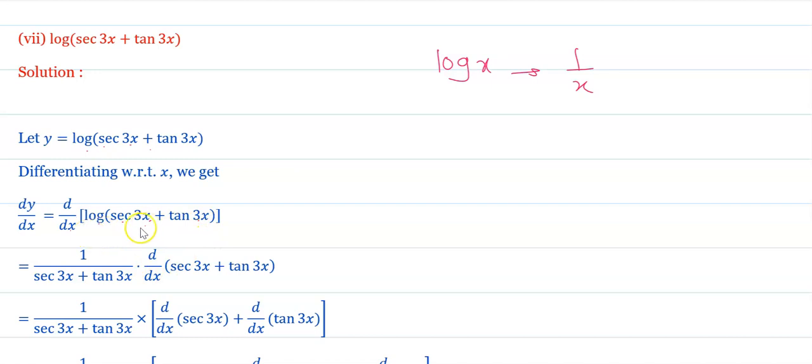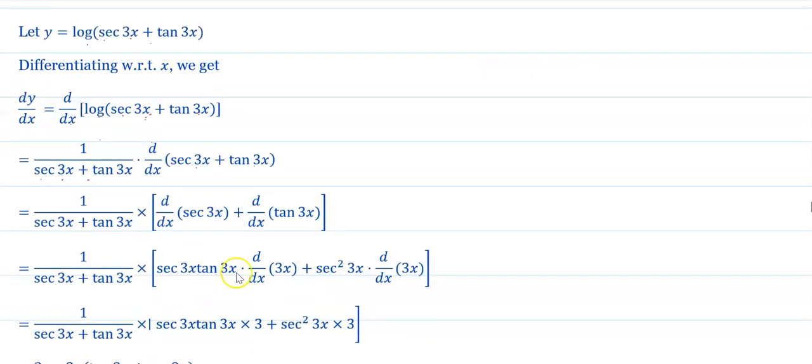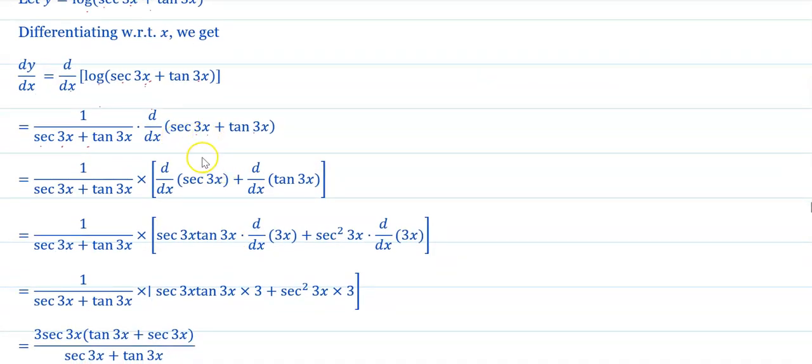Okay. Now, first, the ddx of log of sec of 3x plus tan of 3x is 1 upon sec of 3x plus tan of 3x. But it is a composite with sec of 3x plus tan of 3x, and hence we write the ddx of sec of 3x plus tan of 3x. Next, what about the derivative of sec of 3x? Is sec of 3x into tan of 3x. Now, what is the derivative of sec x? The derivative of sec x is the tan x into sec x.